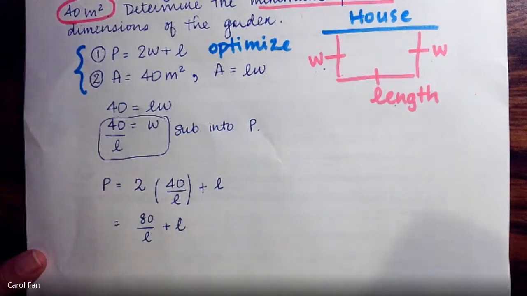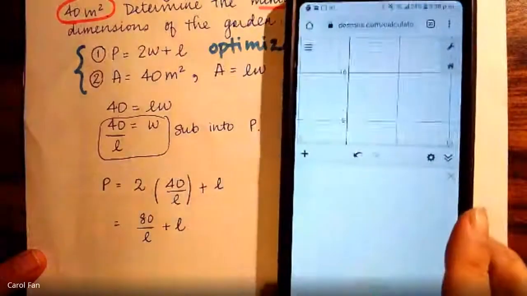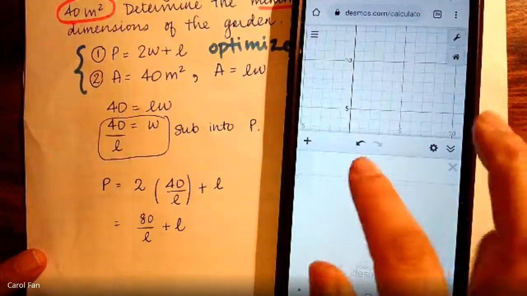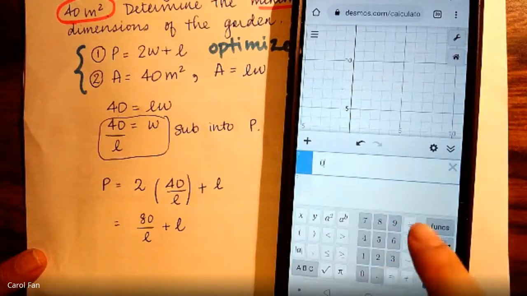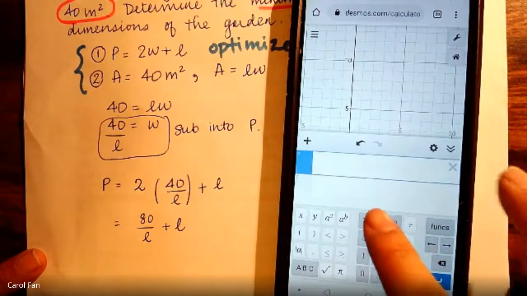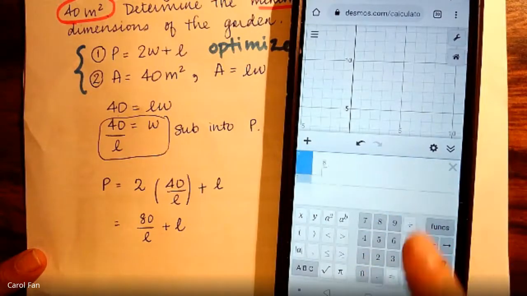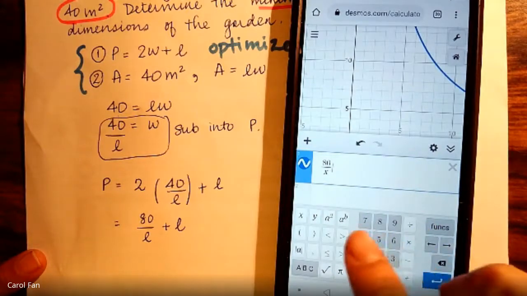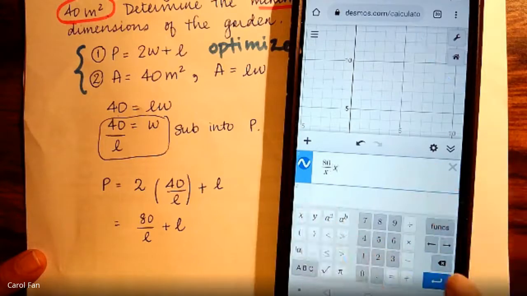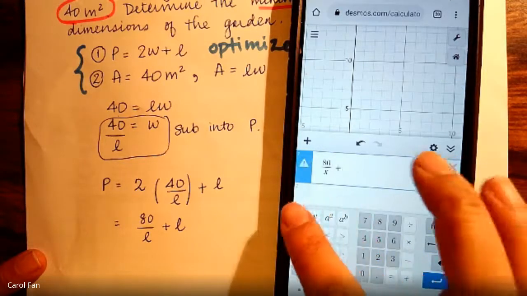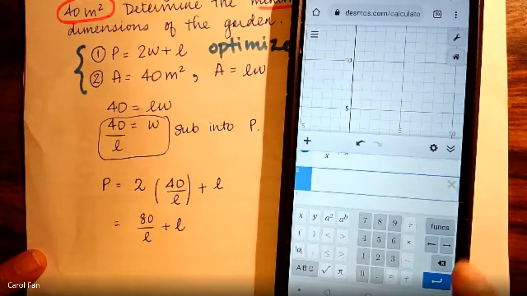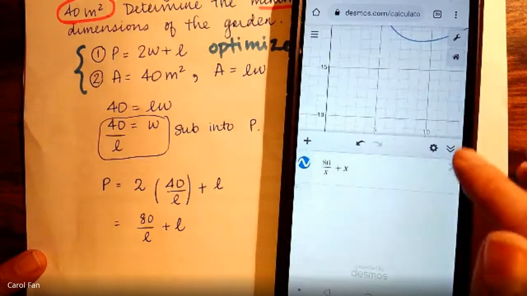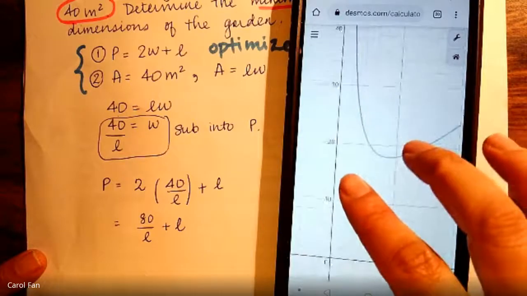Let's take Desmos now, and we're going to type in our equation. So I have 80 divided by x plus x. Okay, let's take a look at our graph.